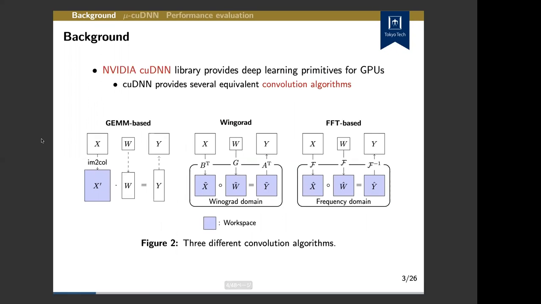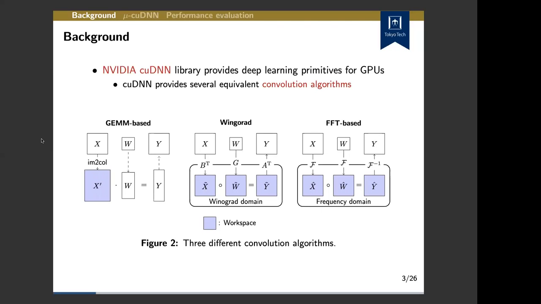And as many HPC applications use BLAS libraries for their linear algebra computations, the cuDNN deep learning kernel library is the de facto standard library to compute deep neural networks, especially convolutional layers, if you run your deep learning application on NVIDIA GPUs.